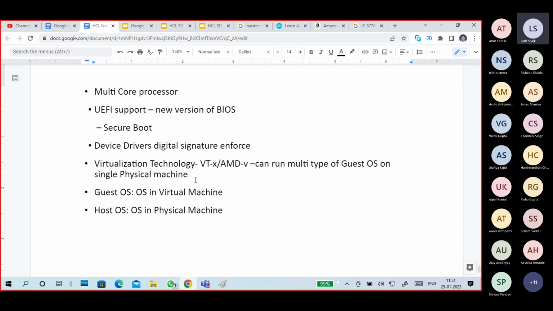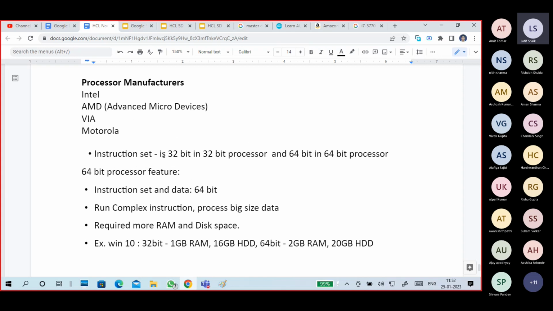So whatsoever it is, in a single physical machine you can run multiple virtual machines with different operating systems and different applications. They are not required to be the same operating system or the same applications. Okay, so those are some features of 64-bit.